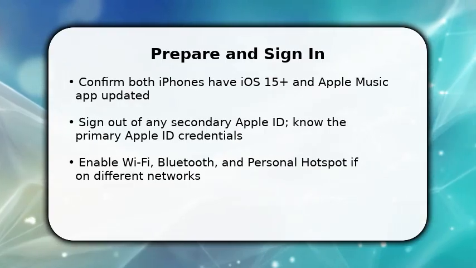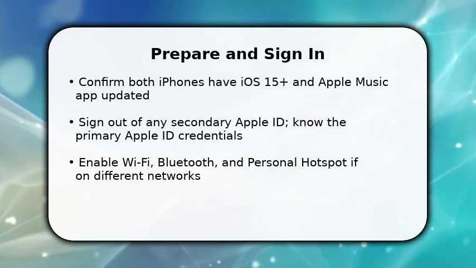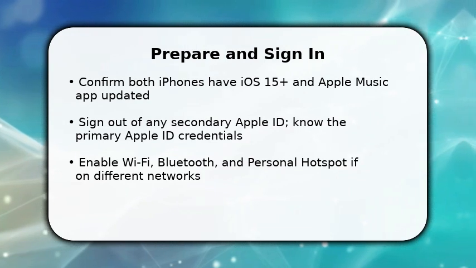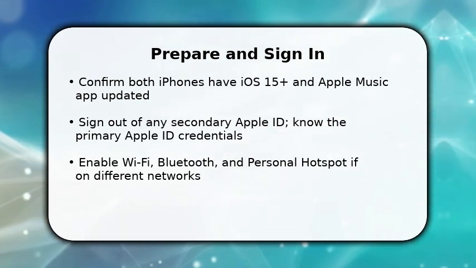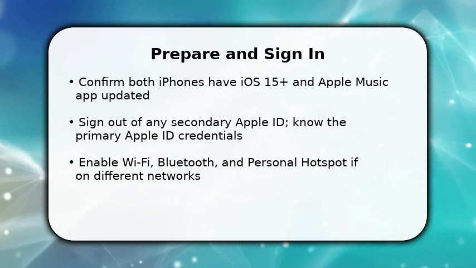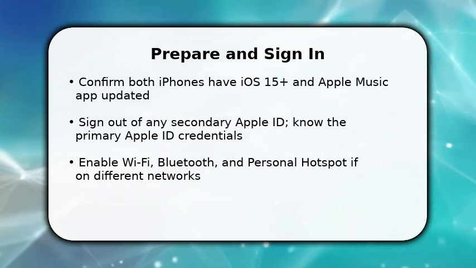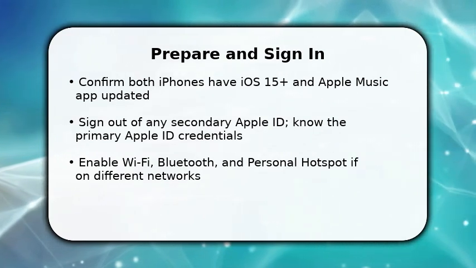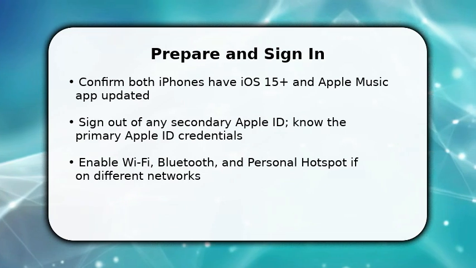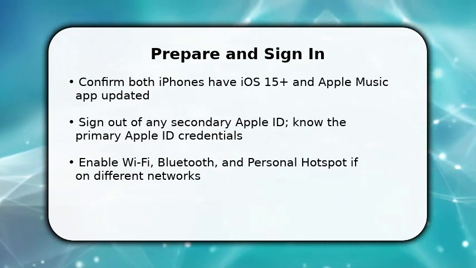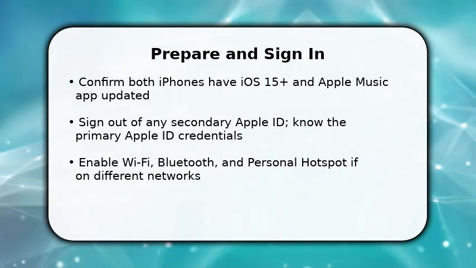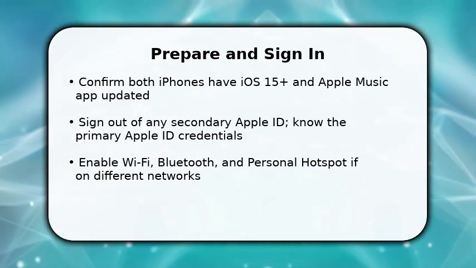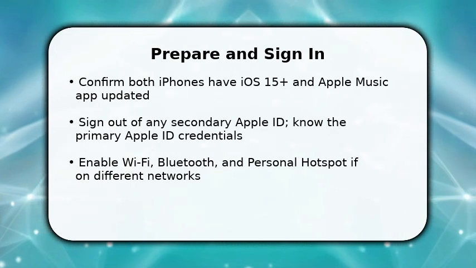You start by making sure the receiving iPhone is ready. Update iOS and Apple Music, and sign out of any other Apple ID if needed. Next, sign into the Apple ID that holds the active Apple Music subscription on the other iPhone. You'll need the password. Once done, enable Wi-Fi and Bluetooth so devices can communicate, and turn on personal hotspot if both phones aren't on the same network. These steps ensure the subscription and iCloud music library are accessible to the second device.